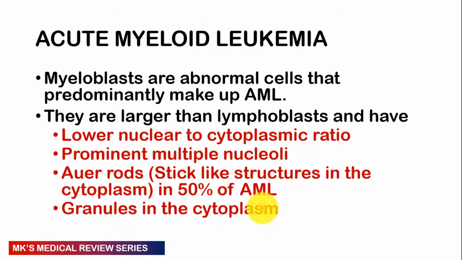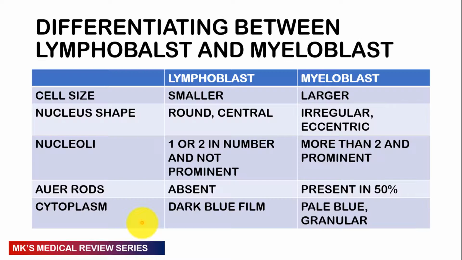Then we'll move now to acute myeloid leukemia. Remember that here you have myeloblast cells, which are abnormal cells that predominantly make up the acute myeloid leukemias. These are going to be larger than the lymphoblasts. They have a low nuclear to cytoplasmic ratio, prominent multiple nucleoli, and Auer rods. These are simply stick-like structures in the cytoplasm in about 50% of the acute myeloid leukemias. Then of course they have granules in their cytoplasm.